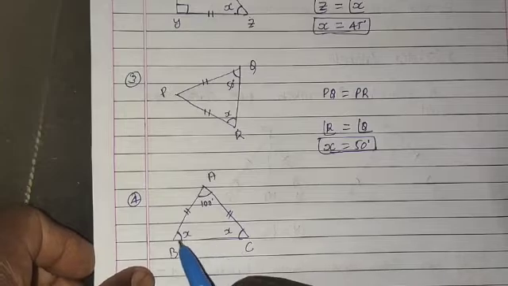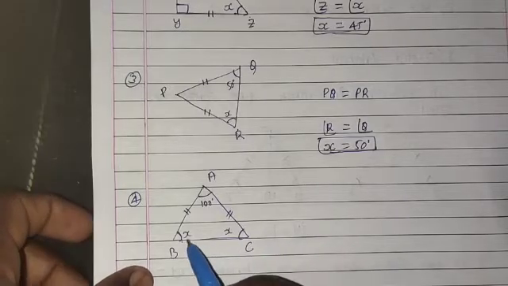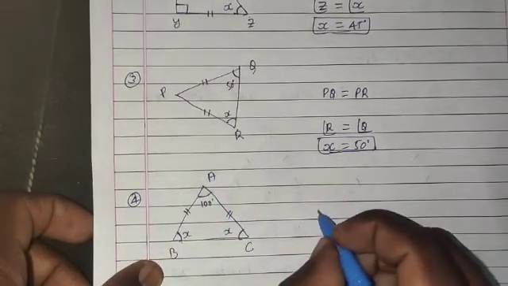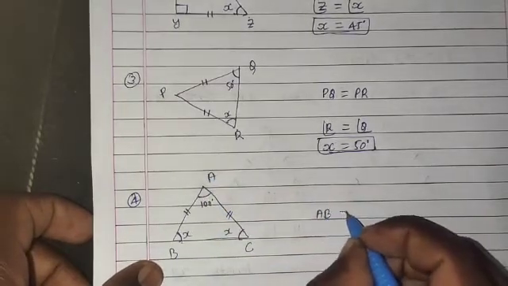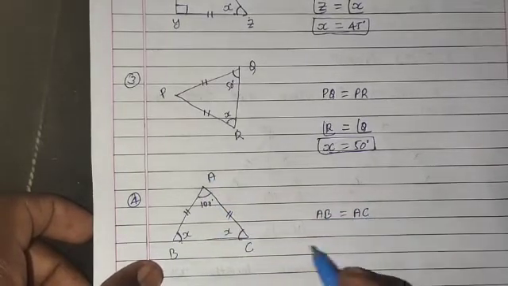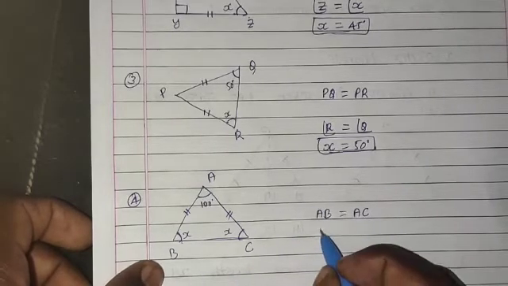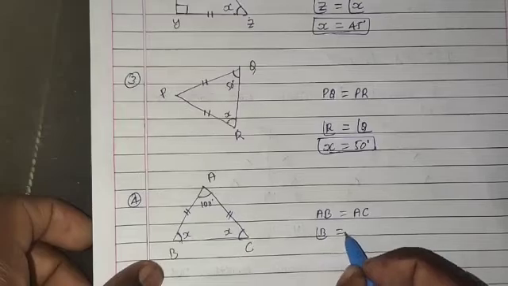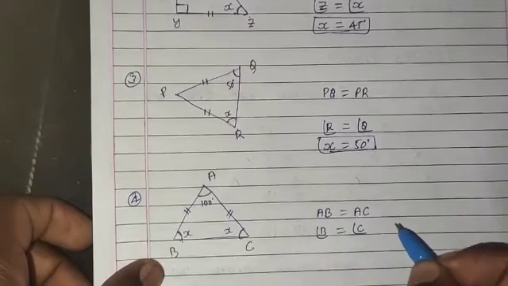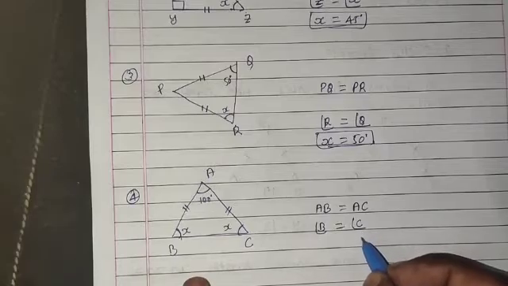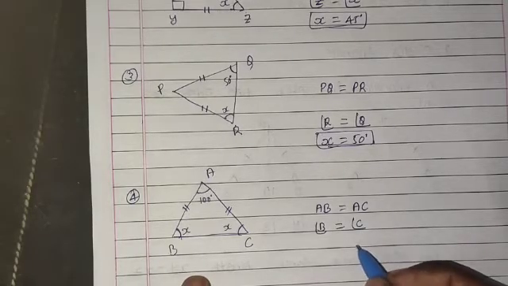Now we have to find out angle B and angle C, which means the value of X. And in this triangle, AB is equal to AC. So it is an isosceles triangle. So here the base angles, angle B, is always equal to angle C. Angle B is X and angle C is also X. So we have to find out the value of X.